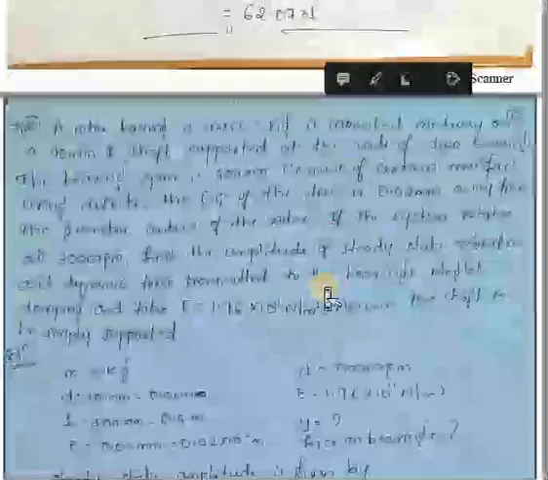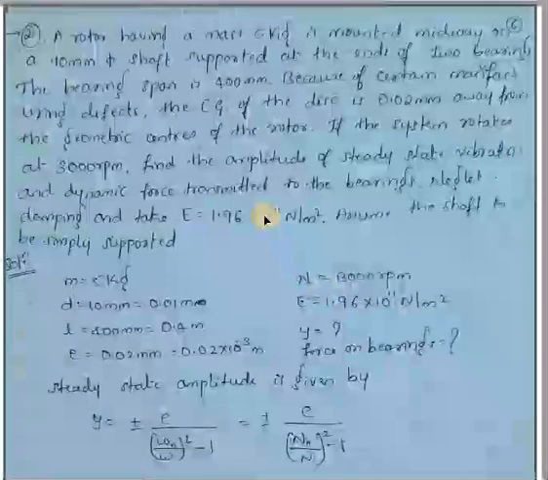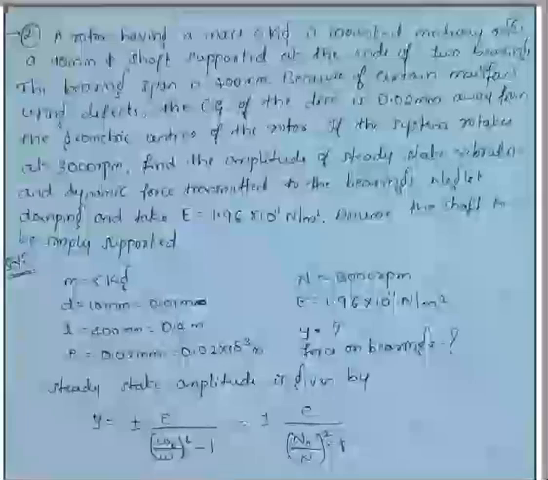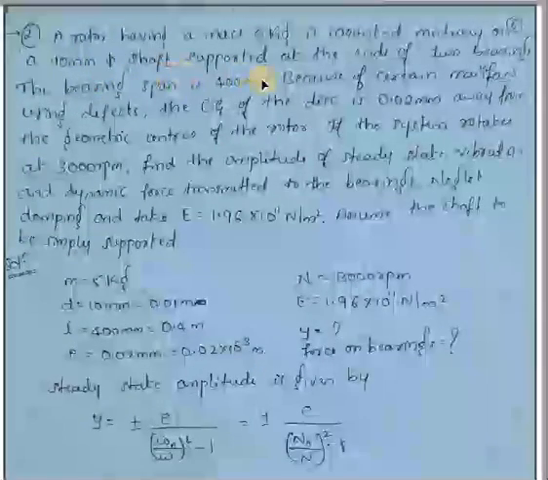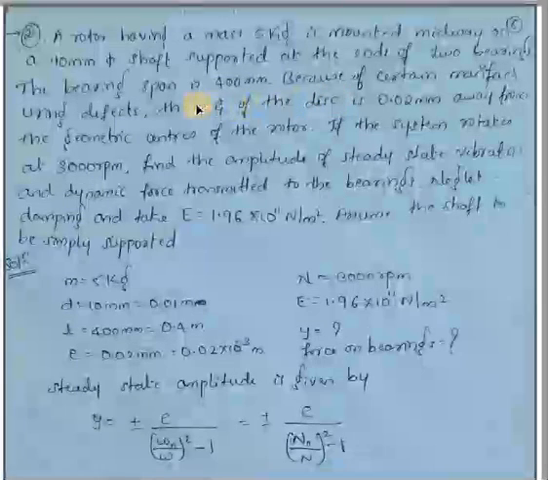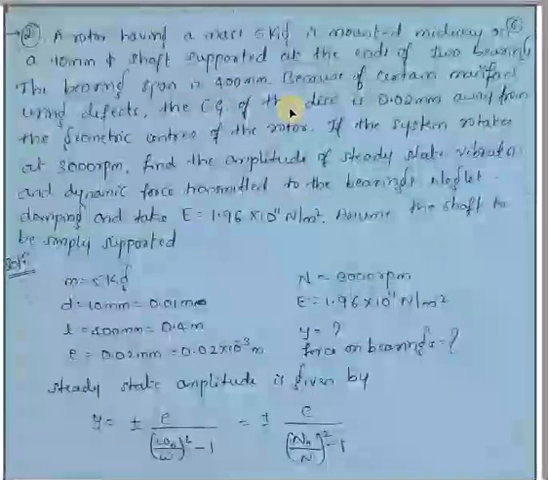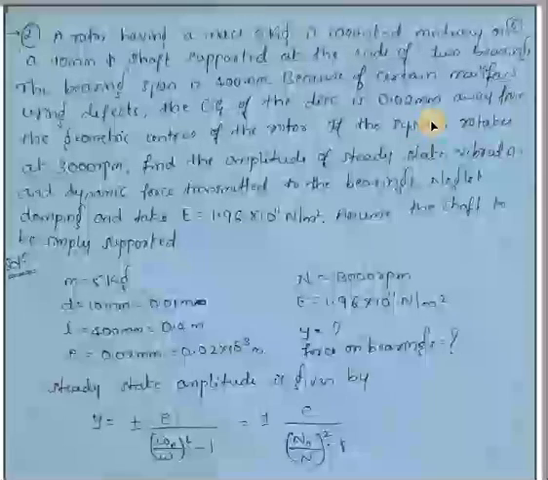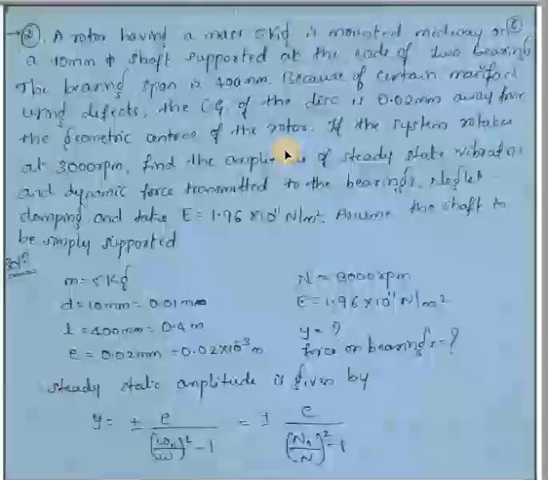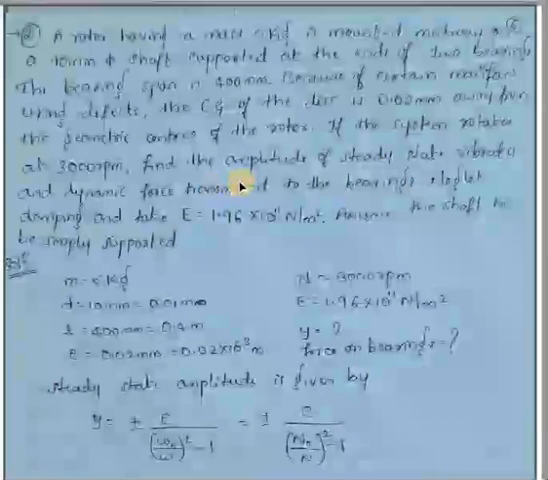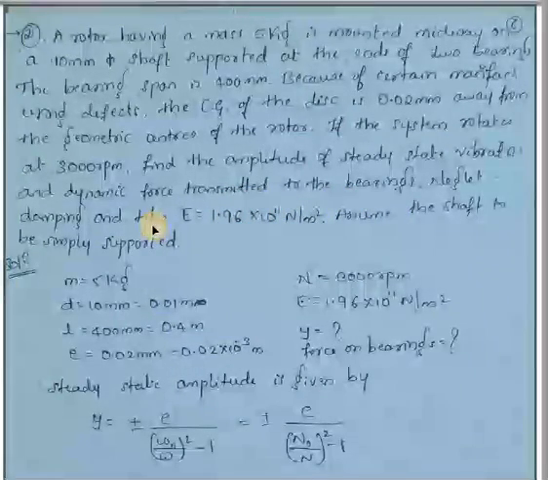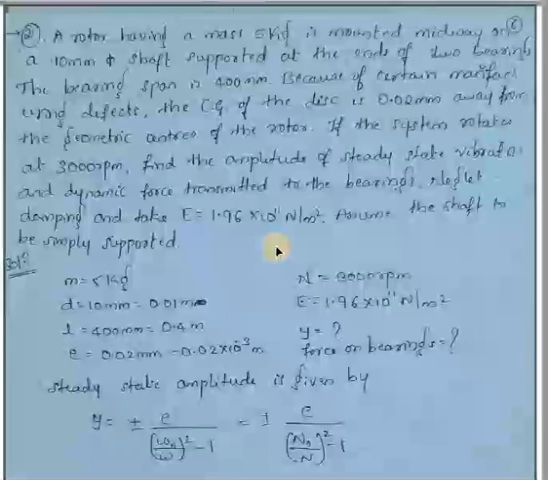So the next problem statement is: a rotor having a mass of 5 kg is mounted midway on a 10 mm diameter shaft supported at the ends by two bearings. The bearing span is 400 mm. Because of certain manufacturing defects, the CG of the disc is 0.02 mm away from the geometric center of the rotor. If the system rotates at 3000 rpm, find the amplitude of steady-state vibration and the dynamic force transmitted to the bearings. Neglect the damping, and take E equal to 1.96 into 10 raised to 11 Newton per meter square. Assume that this shaft is simply supported.